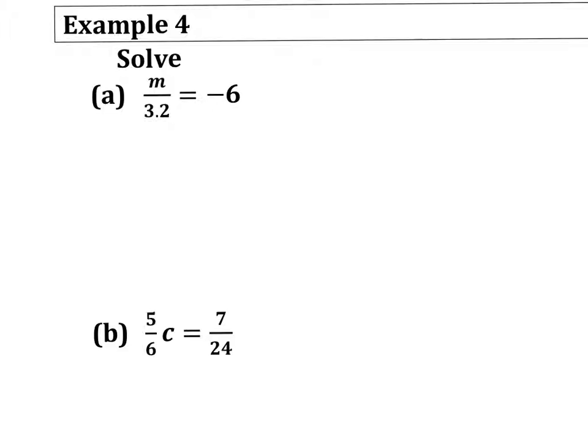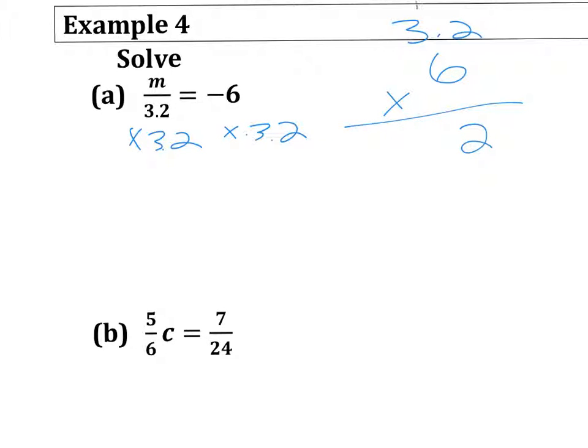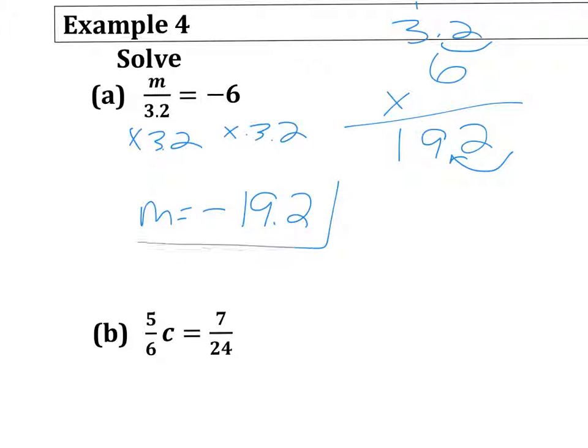Okay, so you've tried example 4. Let's go over them. On both sides for A, you would multiply by 3.2. I like to do the math off to the side, so I'd have 6 times, I'm going to put the 3.2 on top. 6 times 2 is 12, carry the 1. 6 times 3 is 18, carry the 1. With the 1 is 19. Since I had one decimal point in that number, I move over once here, and I have M equals. Now a negative times a positive makes a negative, so it's -19 and 2/10.